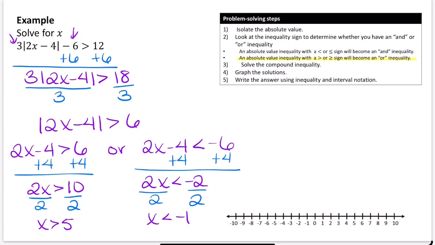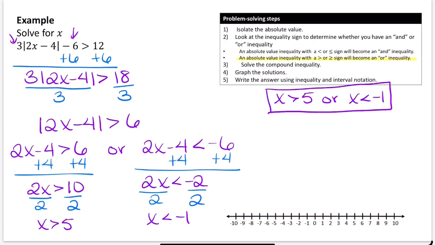So now I need to write my solution. So I have x is greater than 5 or x is less than negative 1. And I'm going to now graph these solutions on my number line. So I have x is greater than 5. So open circle at 5 and shade to the right. x is less than negative 1. I have open circle at negative 1 and shade to the left.